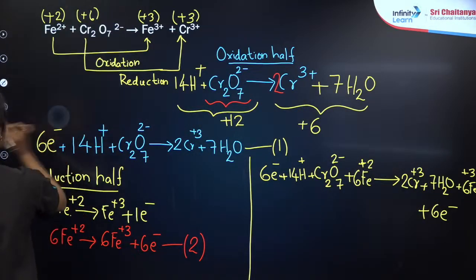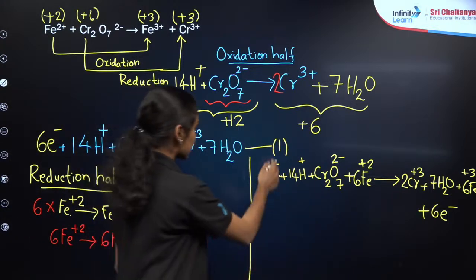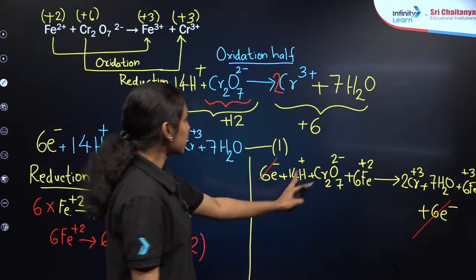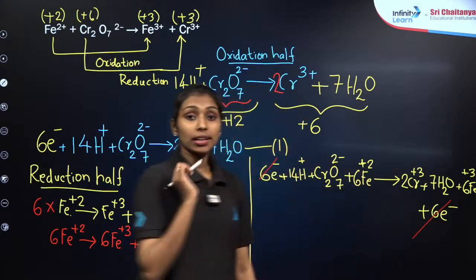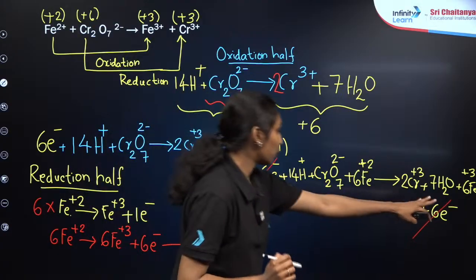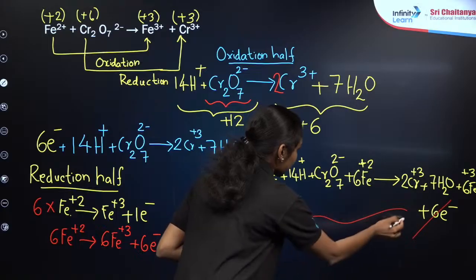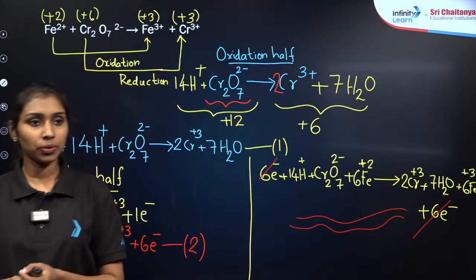Now you can see here, the same number of electrons are present on both sides, so we can cancel them. 6 electrons get cancelled, which means 14 H+ plus Cr2O7 2- plus 6 Fe2+ gives 2 Cr3+ plus 7 H2O plus 6 Fe3+. This will be our final balanced chemical equation for the redox reaction. Clear?